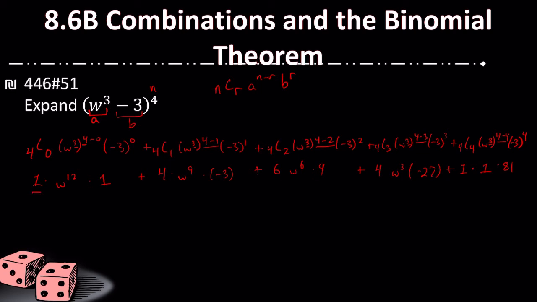Now we simplify. 1 times 1 is 1. W to the 12th. 4 times negative 3 is negative 12, w to the 9. 6 times 9 is 54, w to the 6th. 4 times negative 27 is negative 108, w cubed, and 81.